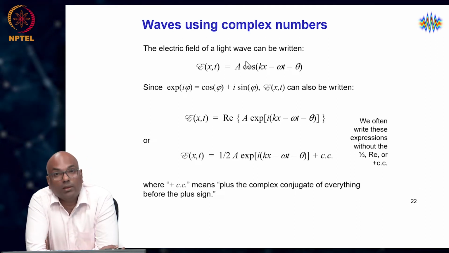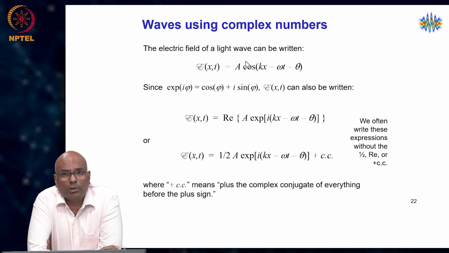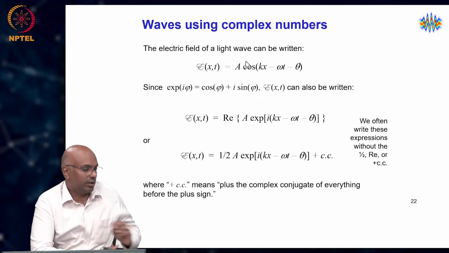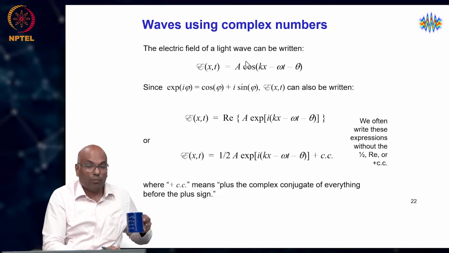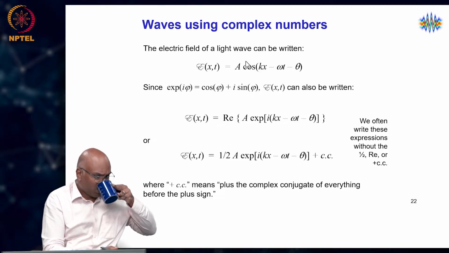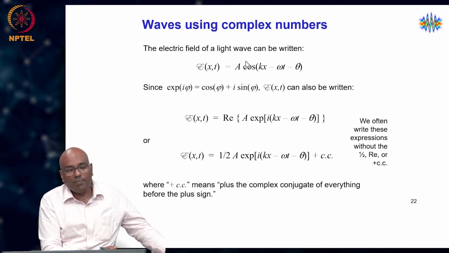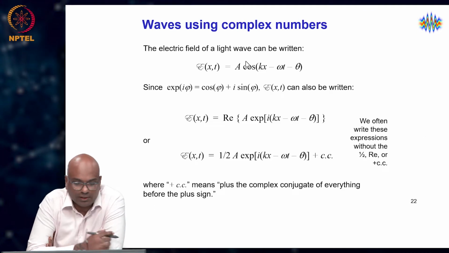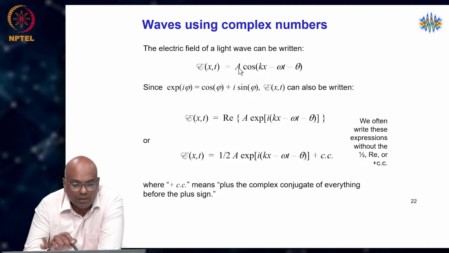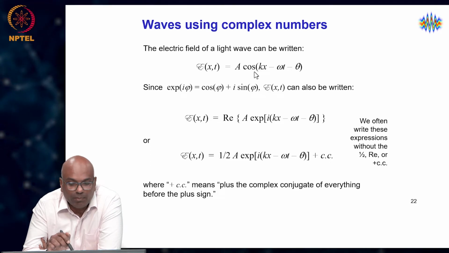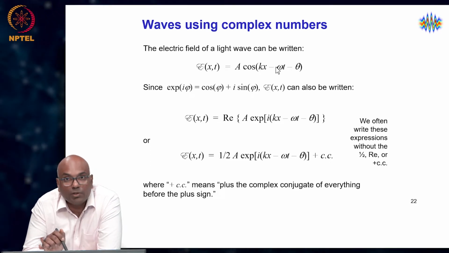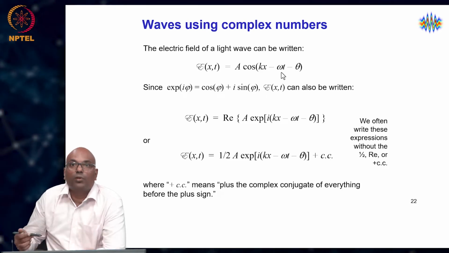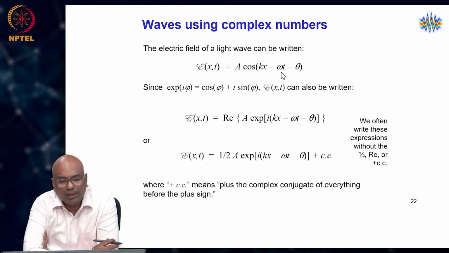Let us now take an important step forward in our mathematical description of the wave and the solution to the wave equation in one dimension for light fields. The electric field of the light wave, we wrote this down as E of x,t equals the constant amplitude A multiplying cosine of kx minus omega t minus again the constant initial phase or absolute phase of theta, right?